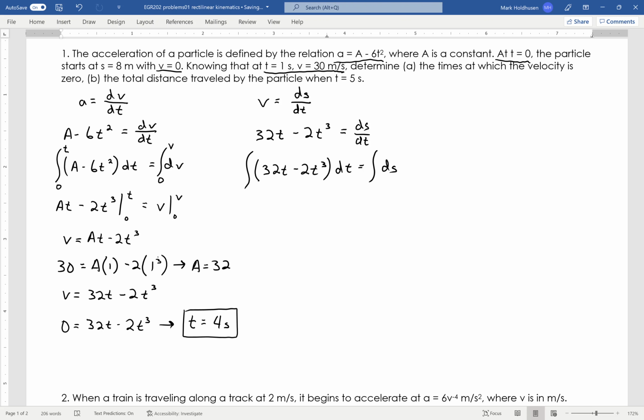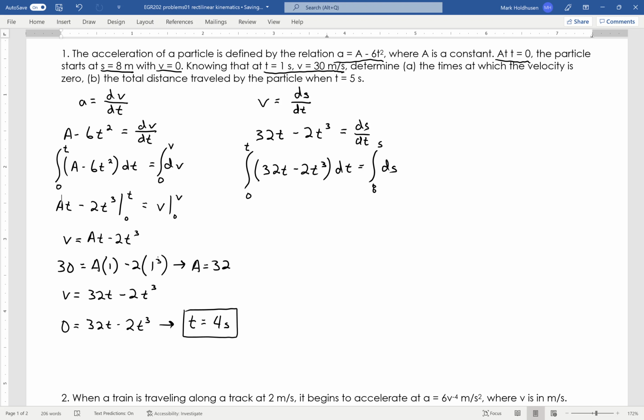Now I know that the position is 8 when the time is 0. So again, I'm going to go on this side, I'm going to go 8 to some arbitrary s. And on this side, I'm going to go 0 to some arbitrary t. Again, going to a variable, not exactly something that mathematicians enjoy, but we're going to do this just in case we need to do some more calculus moving forward.